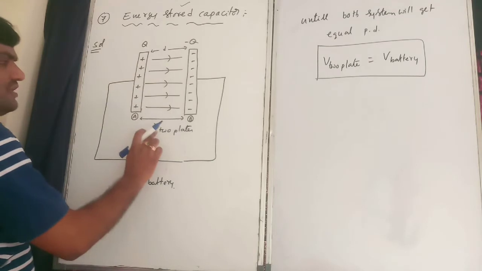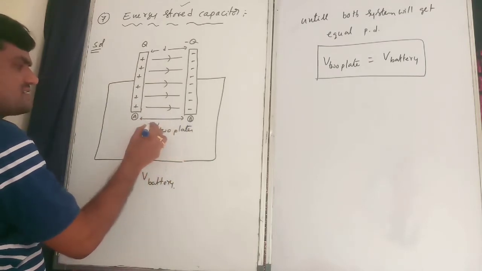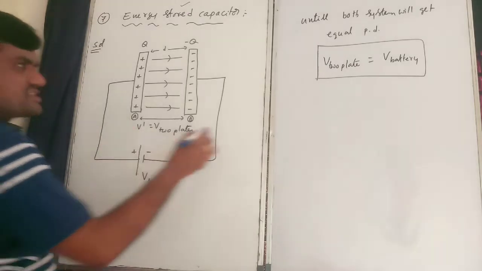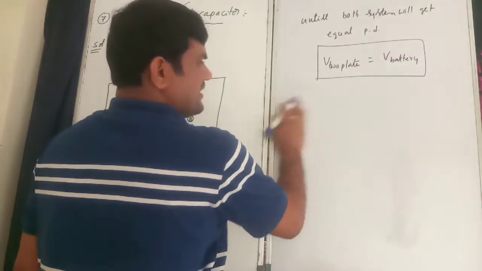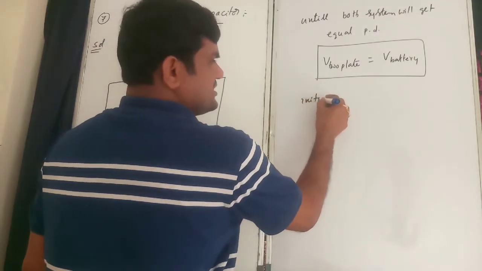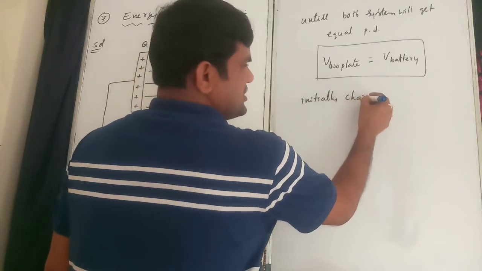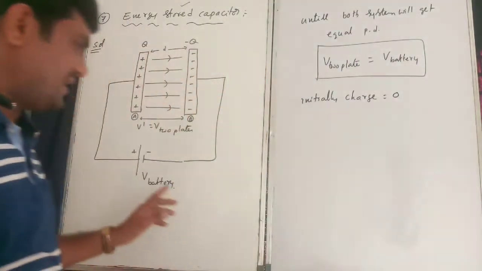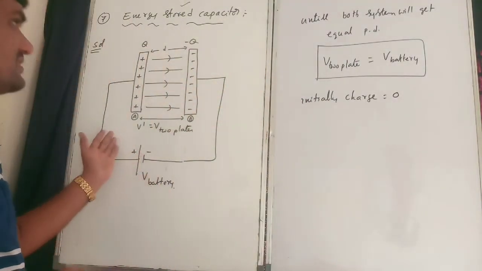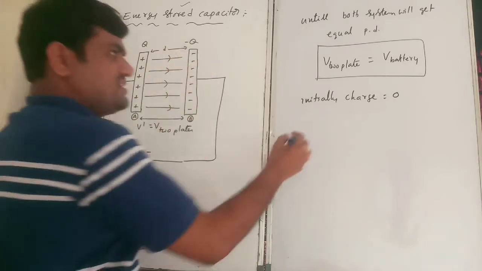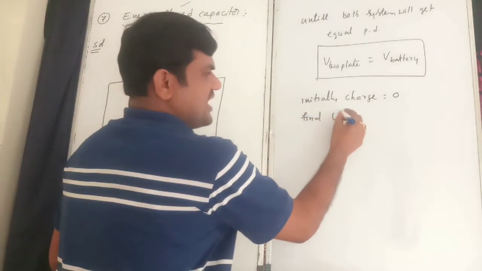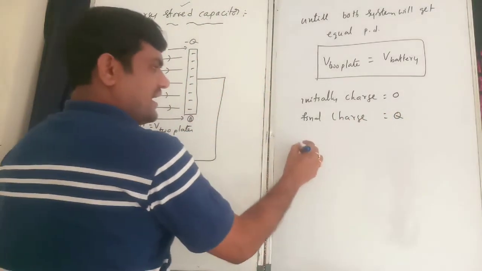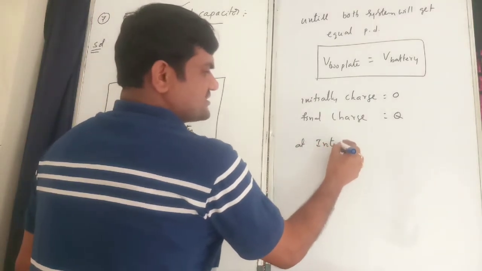So now the potential difference across the two plates, I will consider this V dash. At an intermediate stage, remember, initially the charge is 0. When I connected the battery, what happened? The charge developed there. So the final total charge is equal to Q.